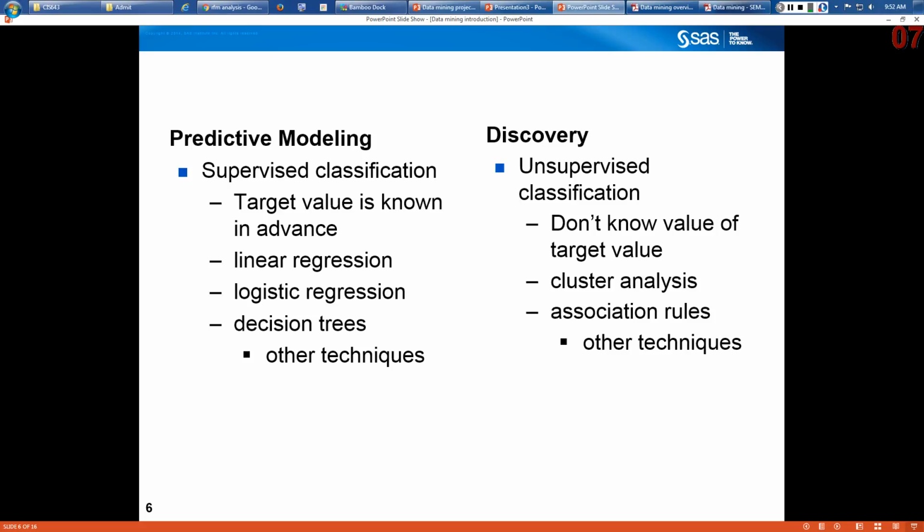In discovery-based systems, you have unsupervised classification. We don't quite know what the target value is, and a lot of times we like to be able to cluster the data based on how similar they are, and then come up with a classification. So the classification values are not known in advance, and so cluster analysis and association rules are a couple of techniques that are employable when the outcome or target values are not known in advance.